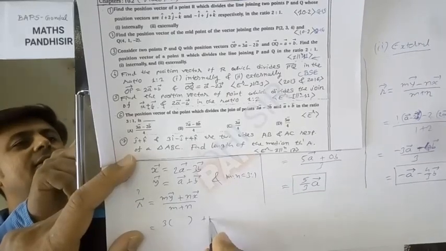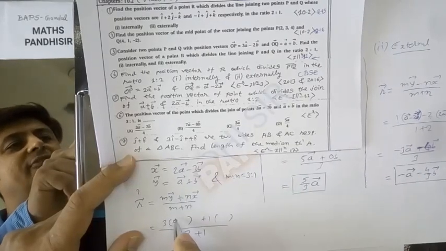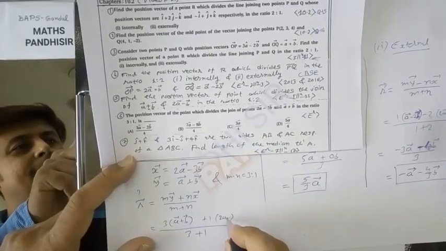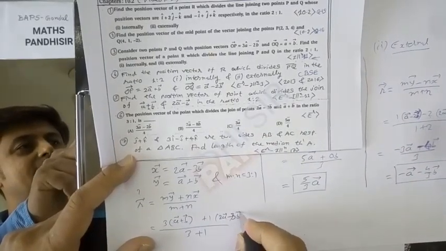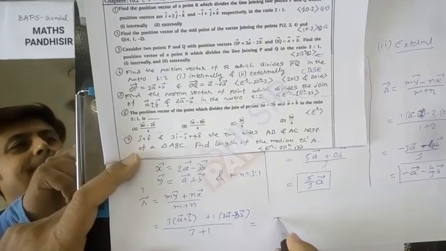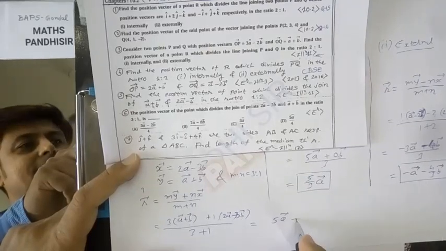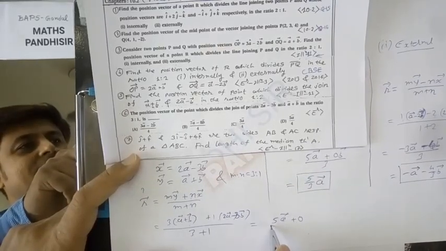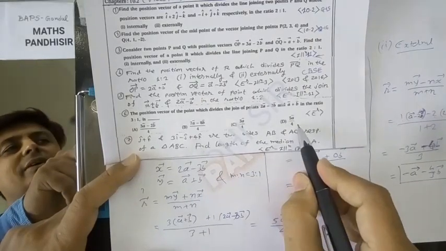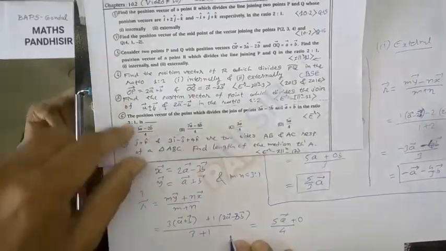So 3, 1, and here the last point we'll write first, a plus b it is, and 2a minus 3b it is. So 3a plus 2a, it is 5a. 3b minus 3b, 0 upon 4. So 5a by 4, that is option D. Okay, so you can do this question 6.